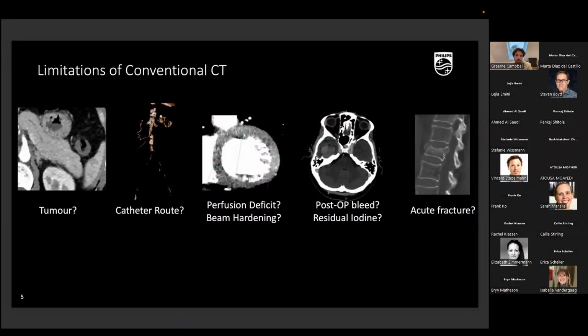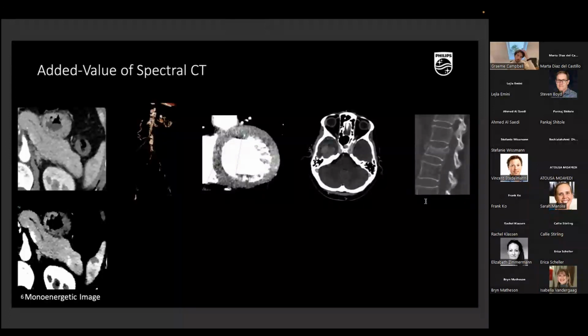Or we have a fracture of the vertebra that we can see very well, but is it acute? Do we need to operate? Or has it been there for a while? It's stable. This patient actually can go home. These kinds of things. So what we're doing now with spectral CT is looking at ways to enhance contrast.